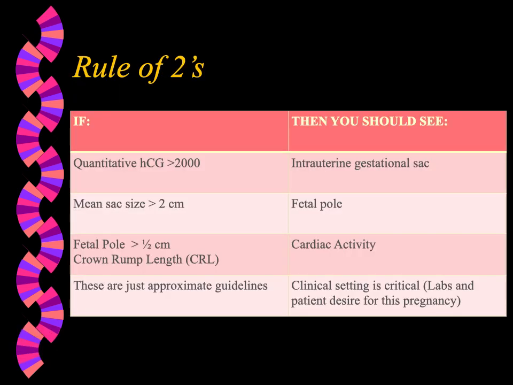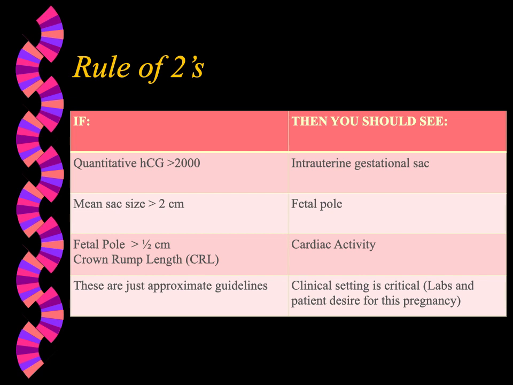Another handy rule that I find extremely helpful, but is not a hard and fast rule, is the rule of 2s. If the quantitative HCG is greater than 2,000, then on ultrasound you should see an intrauterine gestational sac. If the mean sac size is greater than 2 centimeters, then you should see a fetal pole or a crown rump length. If the fetal pole is greater than 1/2, so 1/2 a centimeter, then you should see cardiac activity.